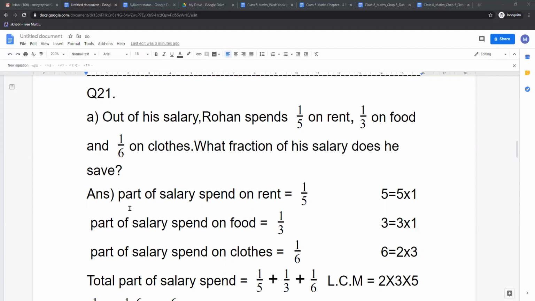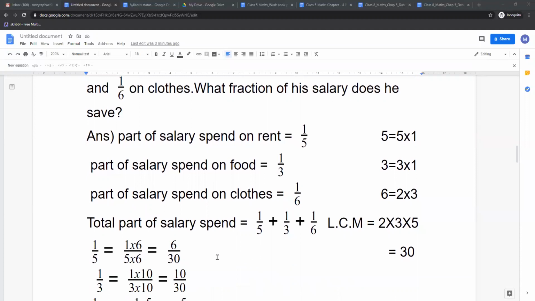First step: part of salary spent on rent equal to 1 by 5. Second, part of salary spent on food equal to 1 by 3. Third step, part of salary spent on clothes equal to 1 by 6. These three are given in the question. Now we are going to find the total part of salary spent. So fourth step is total part of salary spent equal to, we have to add all these three fractions, that is on rent 1 by 5 plus on food 1 by 3, on clothes 1 by 6.